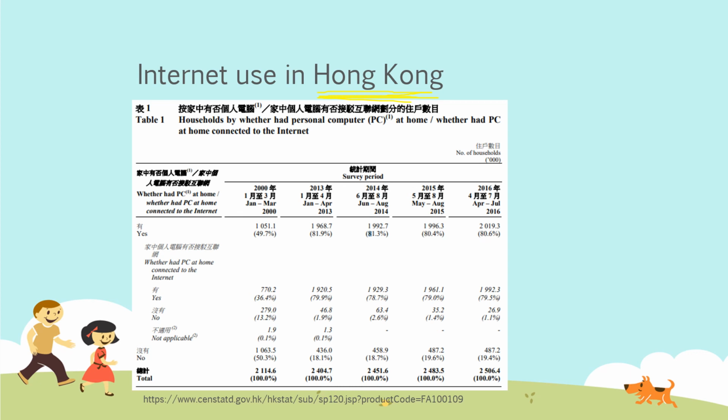Okay, it's around 80. If you go back to the year 2000, it's only 50. So there are still around 10% of our people in Hong Kong who cannot enjoy internet service. Okay.